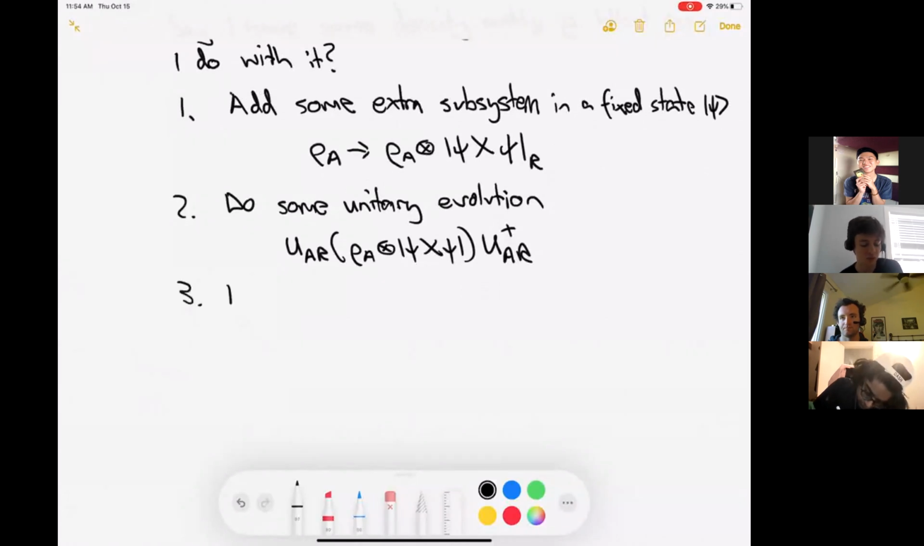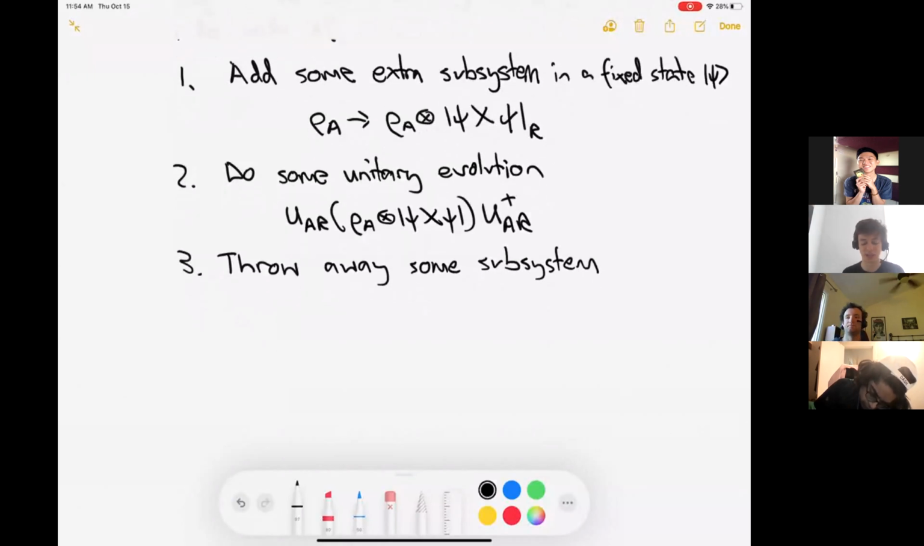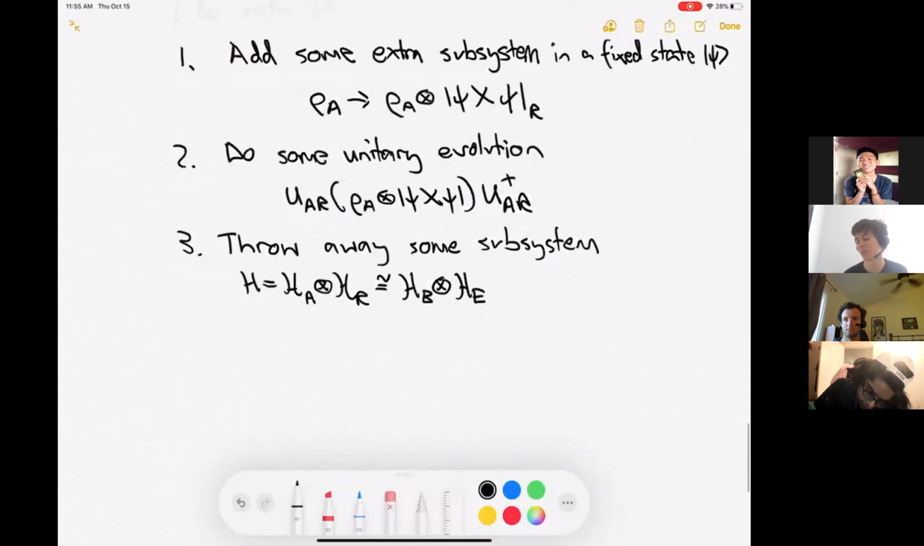And then finally, we could imagine throwing away some subsystem. For example, at the end of the day, we don't care about the state of subsystem R, we just care about A, and throw that away. But in general, we don't have to throw away the same subsystem R that we added initially. We can just say that our Hilbert space, which we thought of previously as a tensor product of H_A and H_R, is actually also equal to a tensor product of some H_B and some H_E. These are just conventional letters, so I'm going to use them.